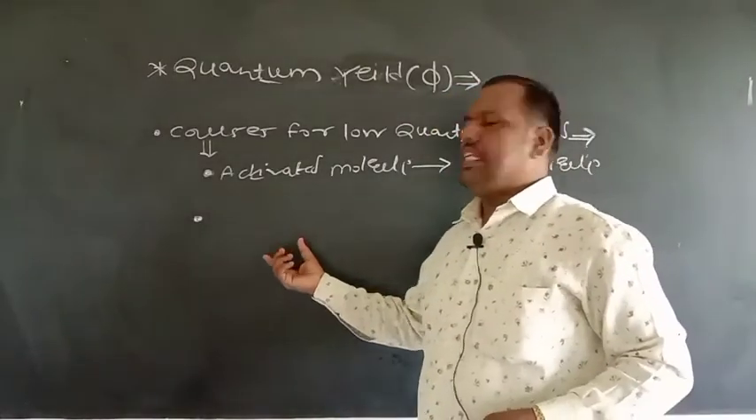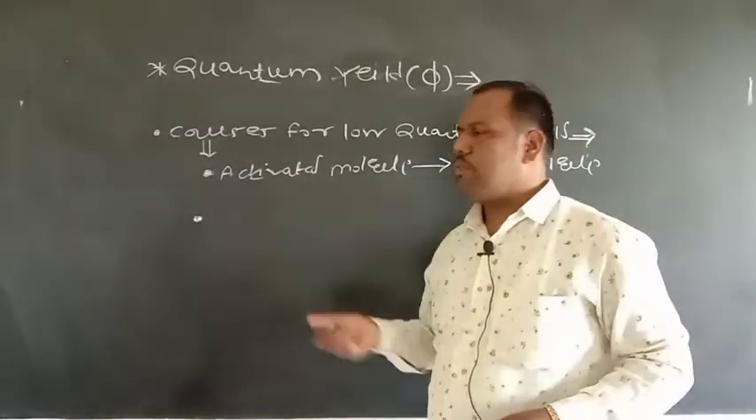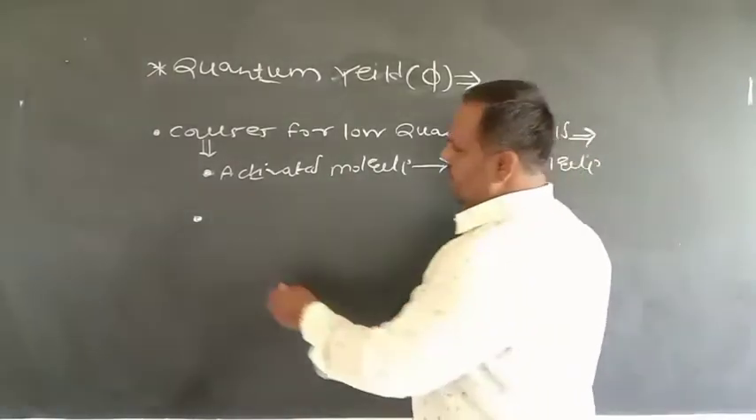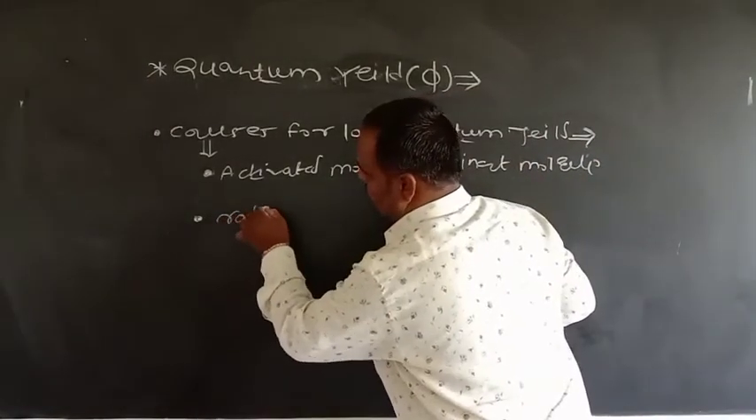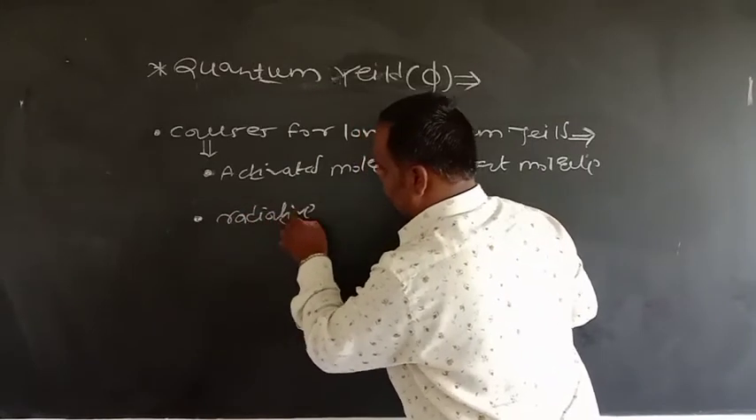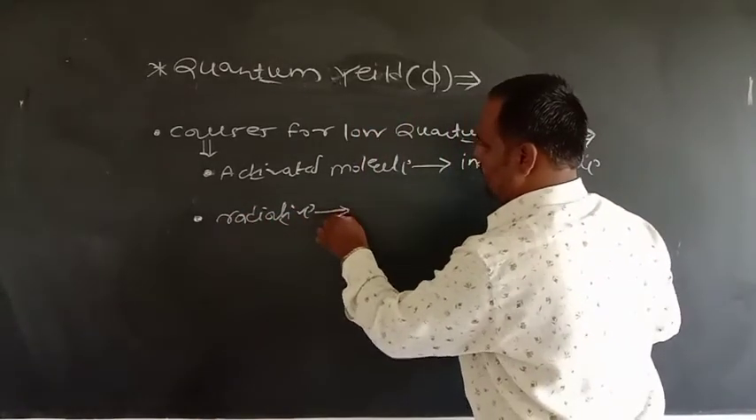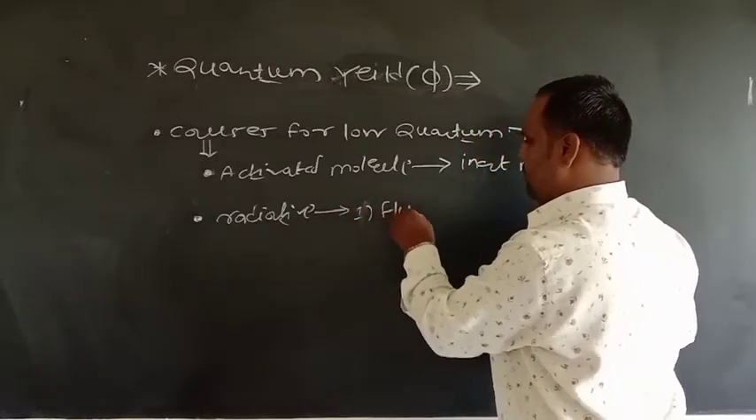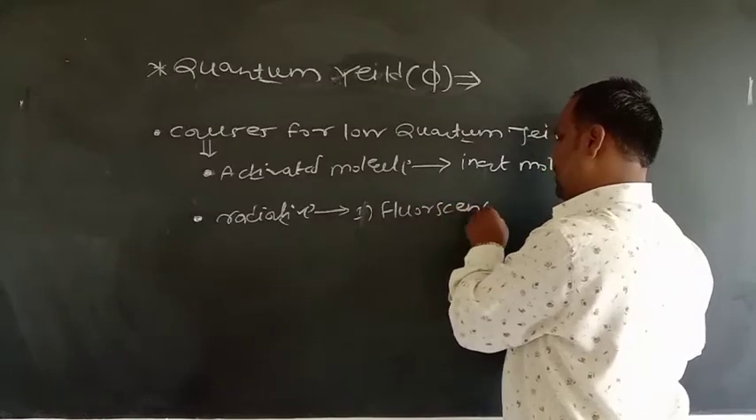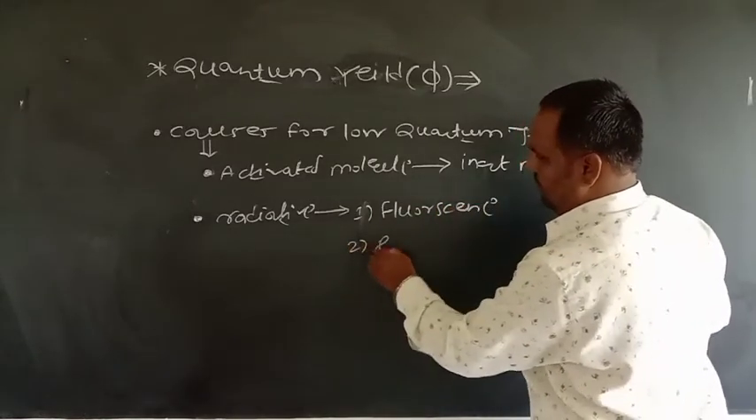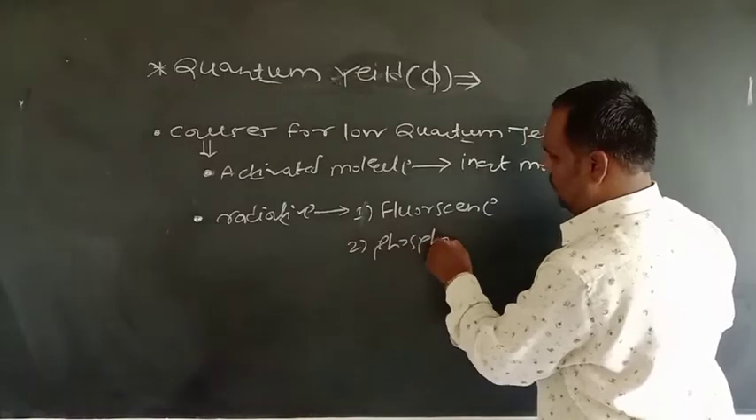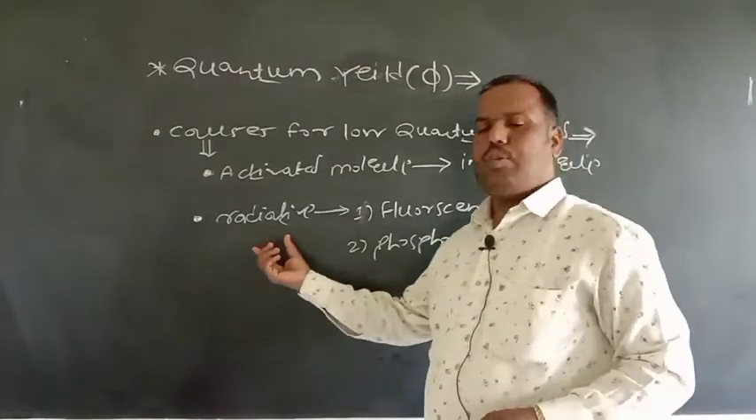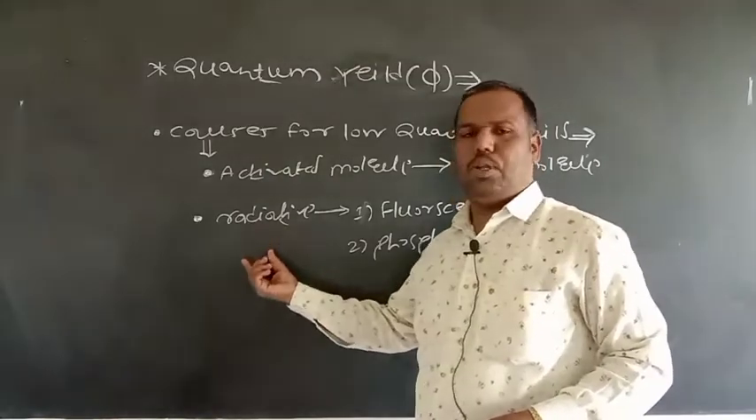the process of deactivation. We already discussed the process of deactivation. It is also responsible for the low quantum yield. That is, we discussed, a radiative process such as fluorescence, first, and second, phosphorescence. So this radiative process we discussed in the Jablonski diagram.